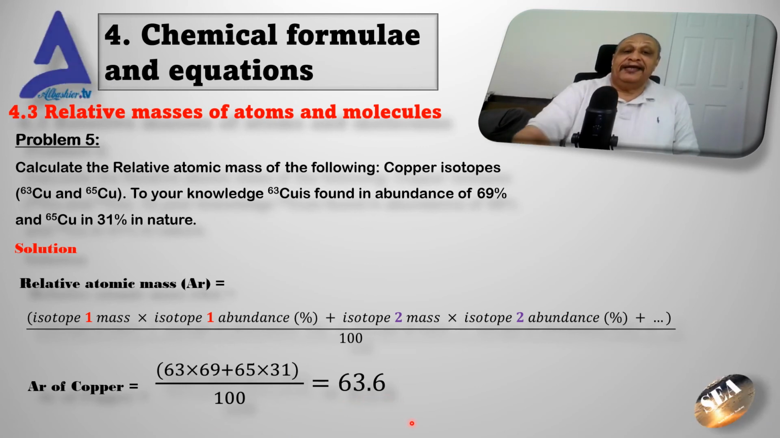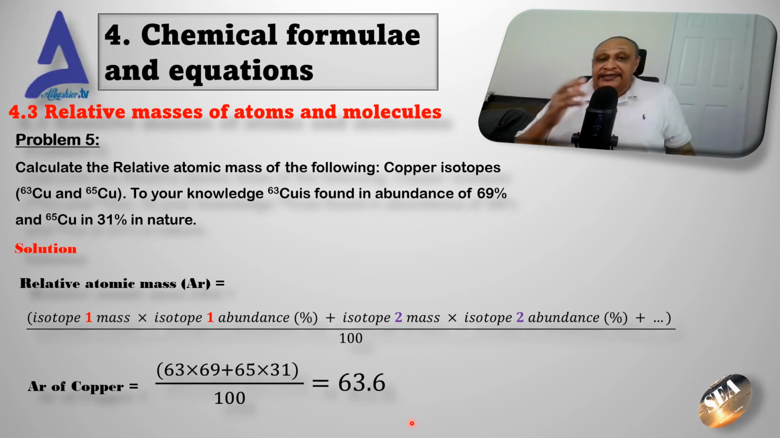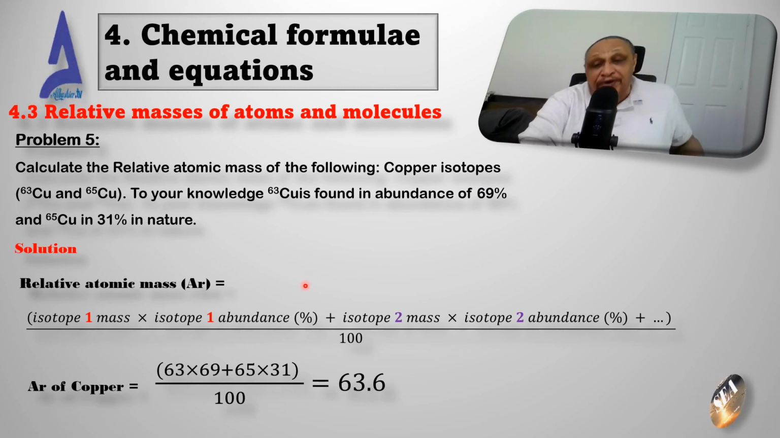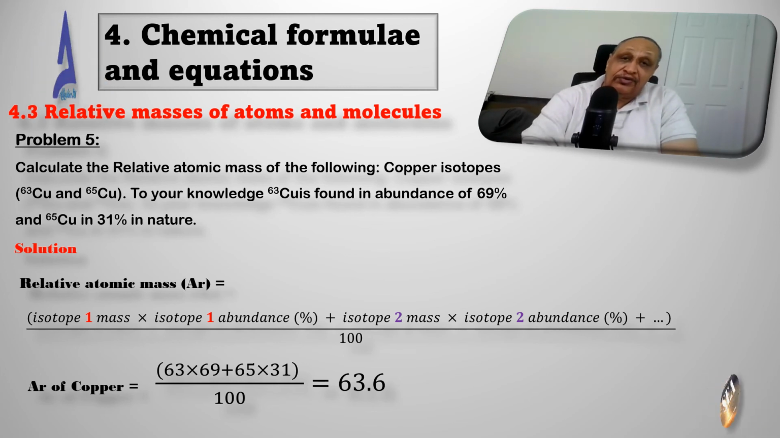36.6. And again, it leans towards 63 because it has the higher abundance, the higher contribution. Pause again and try to solve it yourself without looking at our solution, and try to figure out where you are at.